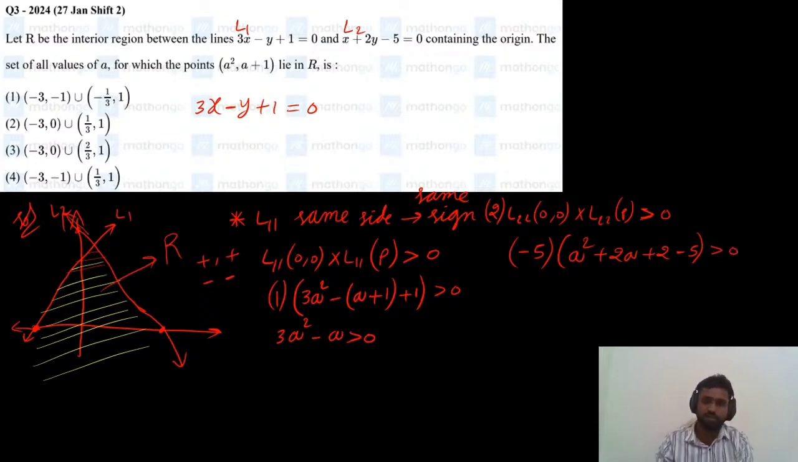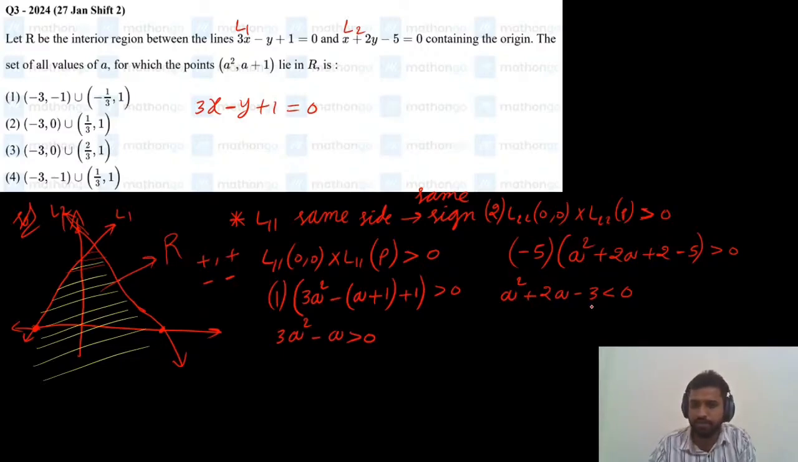Okay, is it visible? Yes, it is visible. So minus 5, if you multiply with the negative quantity, the sign of inequality will be reversed. So here 5 also we can remove. So a square plus 2a minus 5 plus 2 is minus 3, and the sign of inequality will be reversed. Just divide with minus 5 on both sides.